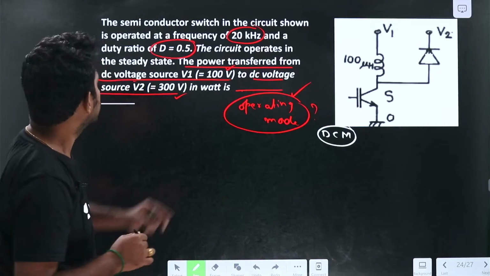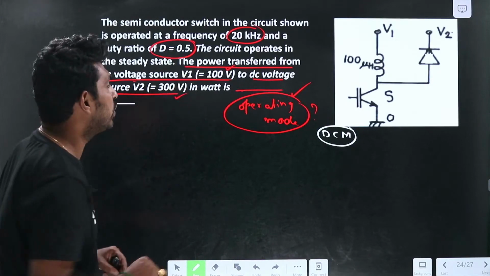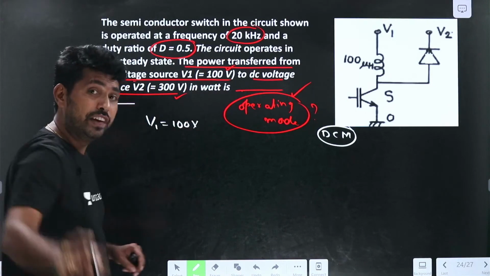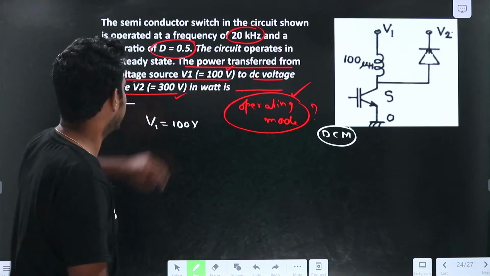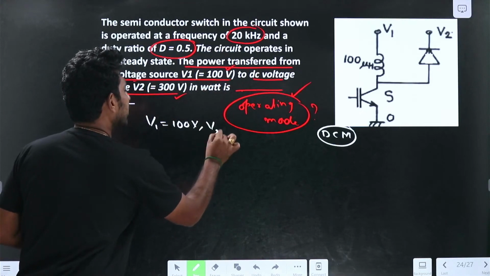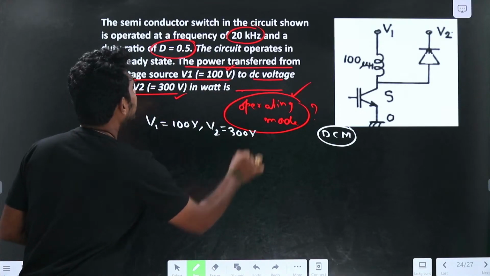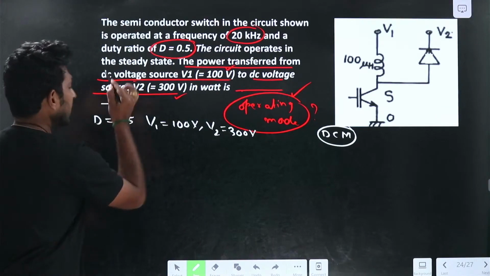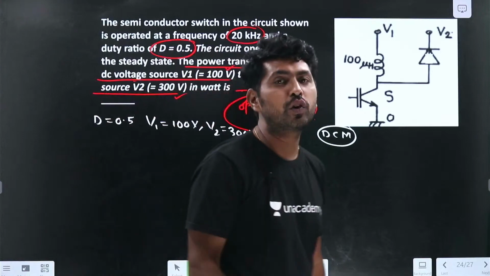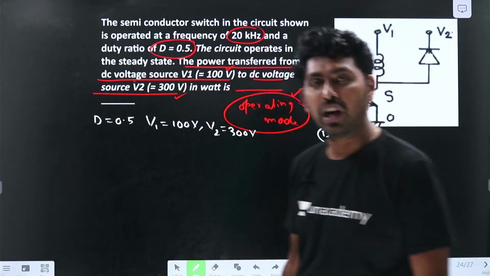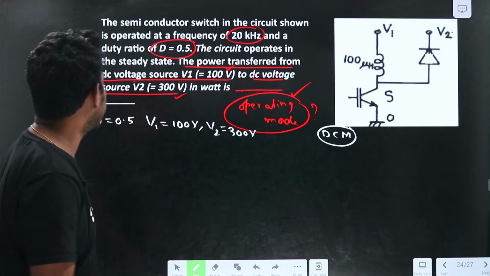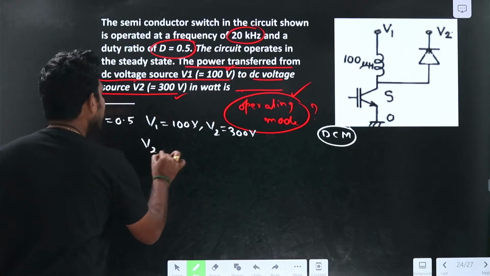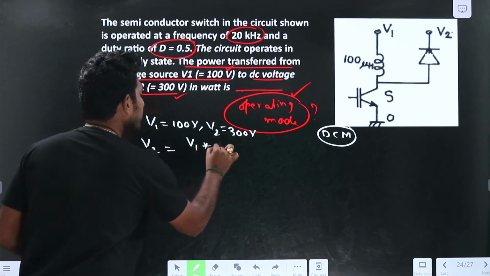Let us see. The input voltage V1 is given as 100 volts, and V2 is given as 300 volts, and the duty cycle is given as 0.5. Now, if I find the output voltage of the boost converter for the continuous conduction mode, how can I find it? The output voltage is nothing but V2, which is equal to V1 into 1 by 1 minus D.